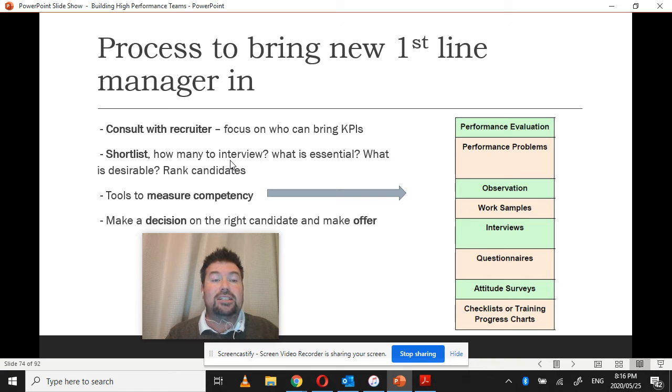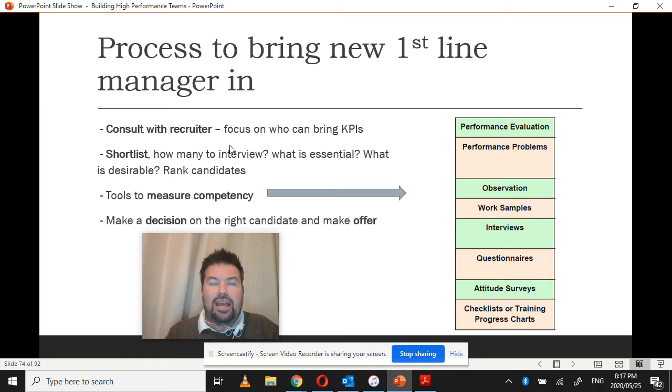Once you've selected that pool, then you decide, okay, let's shortlist. So the first point of call is, how many people am I prepared to interview? Is it 5? Is it 10? We also need to look at things as, what is essential? Is it their qualification? Is it their experience? Is it their knowledge in certain things? Is it the behavior? Is it the attitude? What are the essential things that this person needs to have? Then what is desirable? So it's not essential, but it would be nice. And then you rank the candidates accordingly. So if you say we're going to interview 10, you look at the essentials, you look at the desirables, you prioritize them, you rank them, and you choose the top 10. And then you're going to start the interview process.